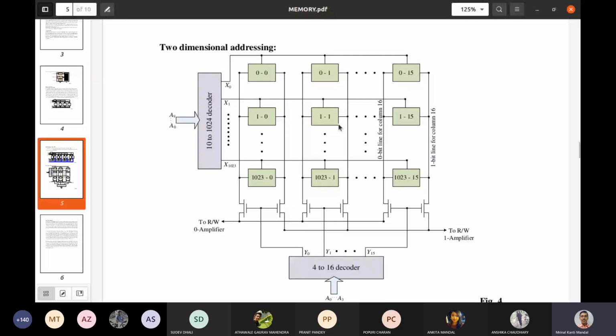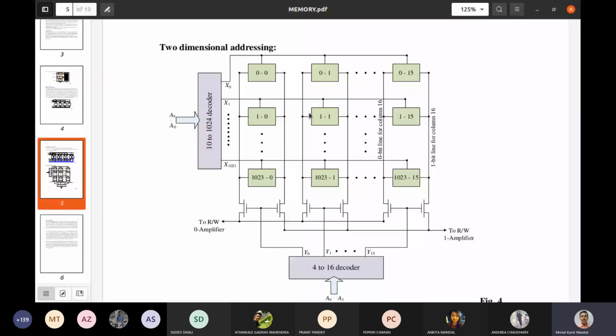So that particular element, you can read the data present in that element, or you can write information in that element, right? So this is the two-dimensional addressing.